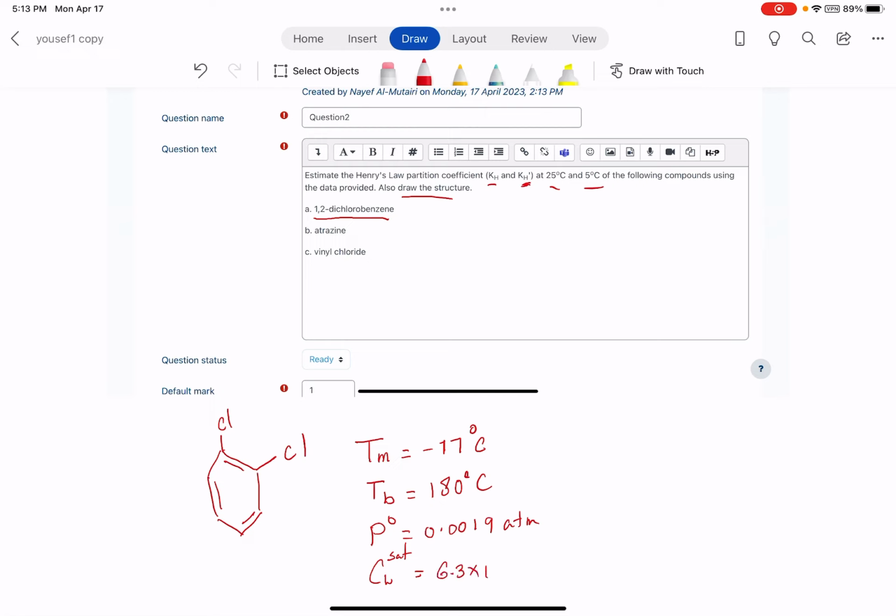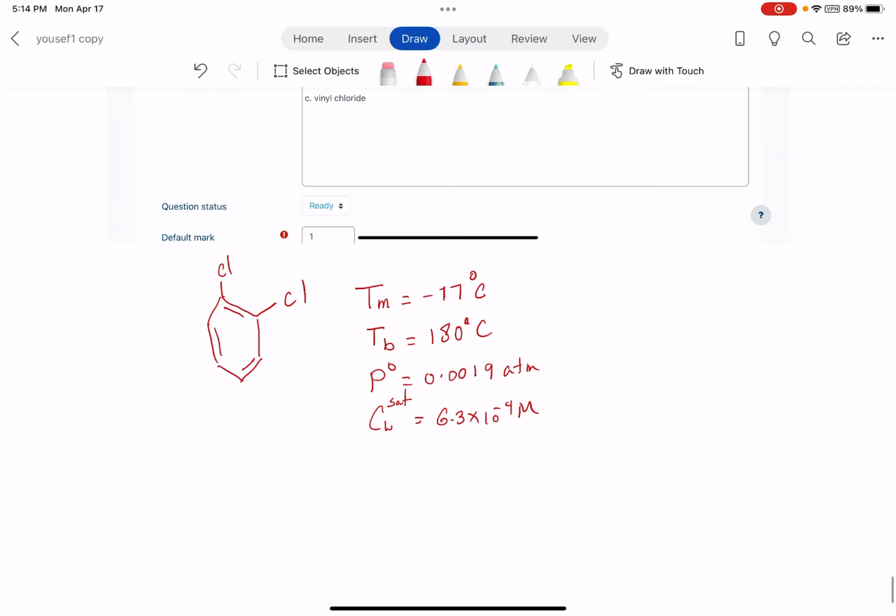You could look at it in Teams, I gave it to you. You could Google it, and look for the solubility of 1,2-dichlorobenzene, vapor pressure, boiling point temperature, and melting point temperature. Okay, so we could notice here the melting point and the boiling point. So we could assume that here it's going from air to water, because this is obviously water, liquid.